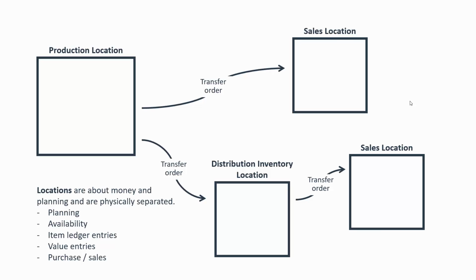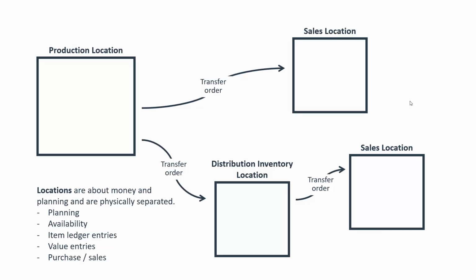And all the people in the purchase and sales department, the finance department, planning department, they're all thinking in location or working with the location codes. Whereas bins is a sub-level to zones, which is a sub-level to location.